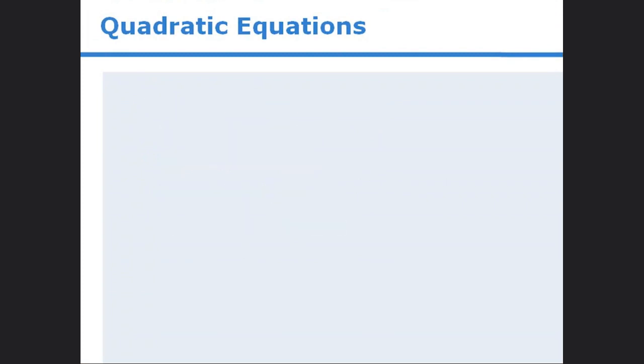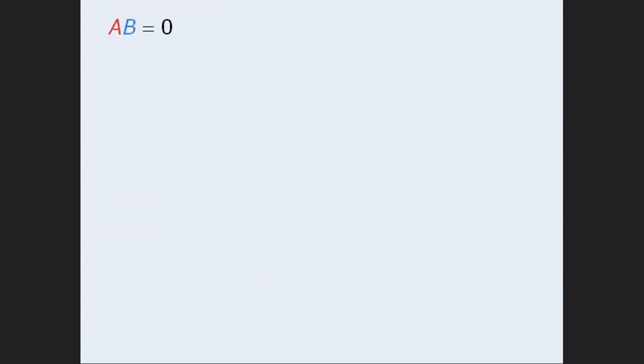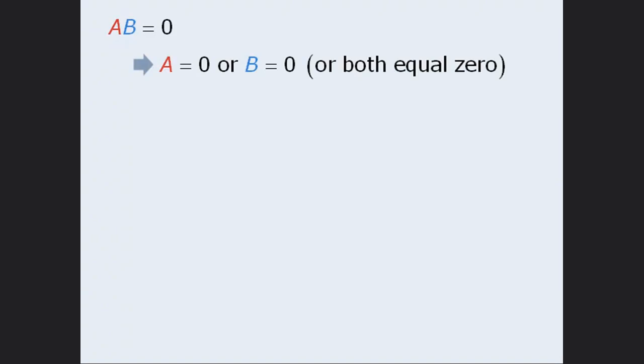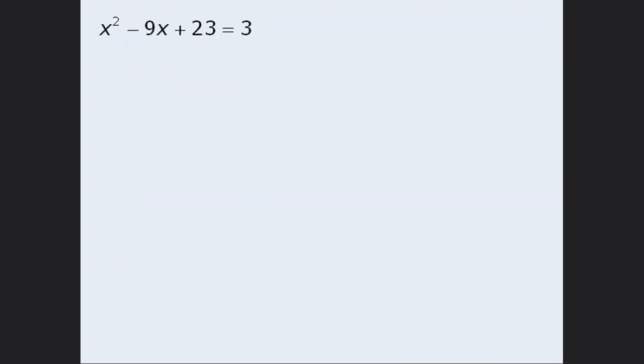However, notice what happens if we change the question slightly. If we are told that a times b equals 0, what conclusions can we then make about the values of a and b? Well, if a times b equals 0, then it must be the case that a equals 0, b equals 0, or they both equal 0. Now, this is a very powerful conclusion. When the product of two numbers is 0, we know a lot about these numbers. So how can we use this to solve our quadratic equation here?